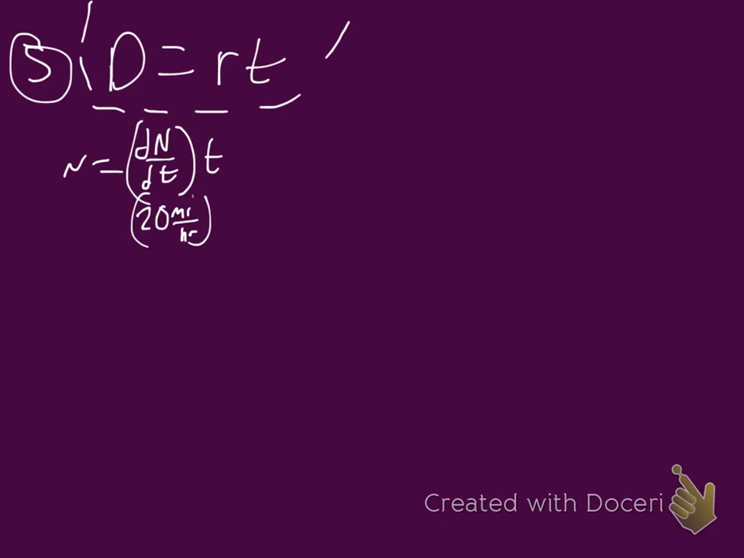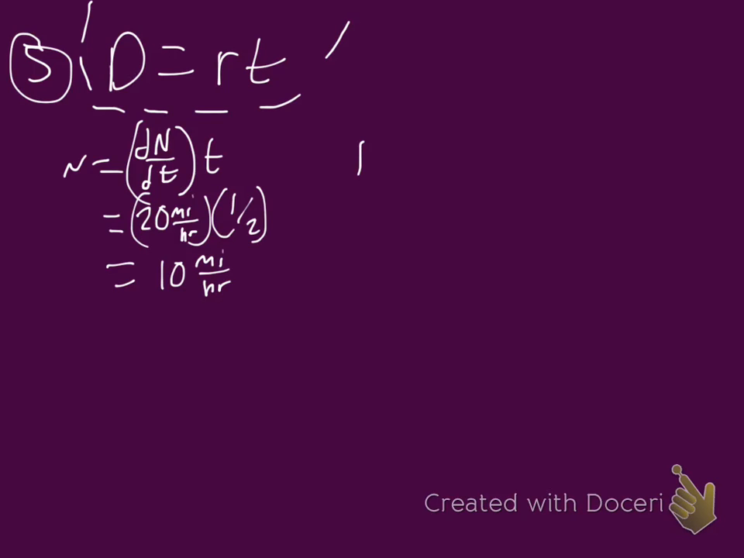The time we're talking about is half an hour, right? That was also specified in the problem. So you end up with 10 miles. That is what n is equal to. Oh, that's good. That wasn't too bad at all.